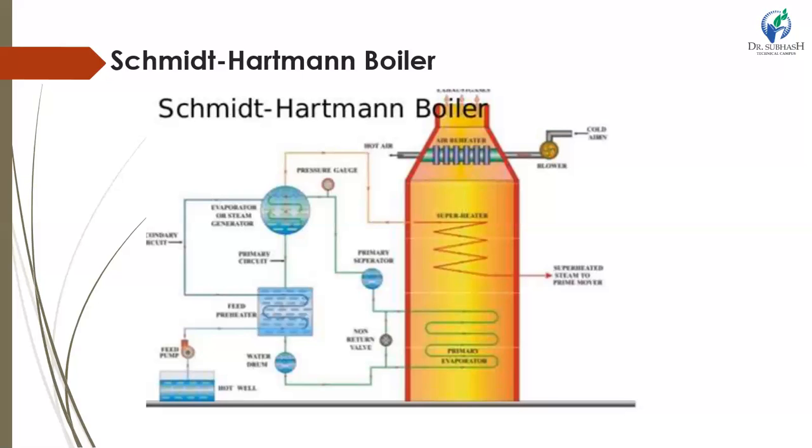Another one is that the salt deposition takes place outside the submerged heating coil due to circulation of impure water, and it can be easily cleaned by removing the submerged coil and brushing it or blowing off the water. It can handle wide fluctuations in the load without changing pressure in the primary circuit.